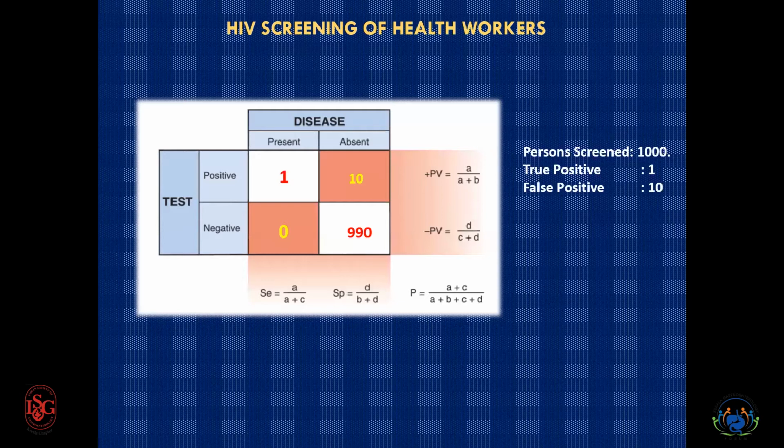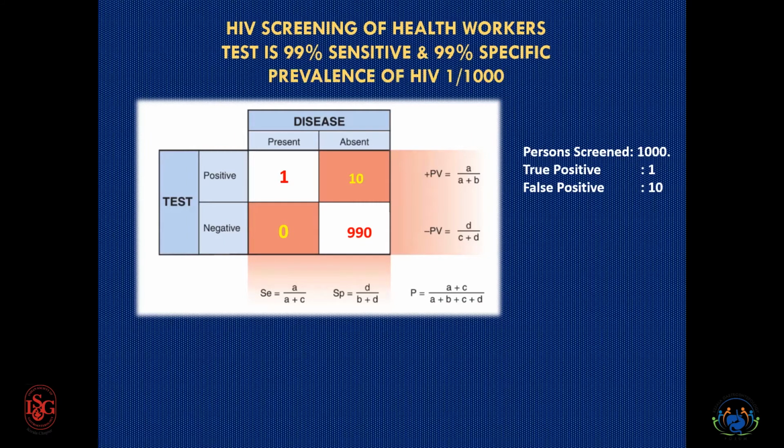Now, let us take the situation where there is HIV screening of health workers. Let's assume that the test is 99% sensitive and 99% specific. Let's also assume that in the hypothetical population, 1 out of 1,000 persons has HIV. Suppose you do this test with 99% sensitivity and 99% specificity, you will find that out of the 1,000, only one will have the disease. He will be positive for the disease.